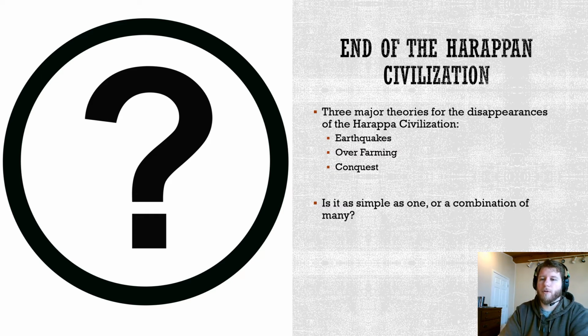We know the Harappan peoples were relatively peaceful. We found evidence of toys, but not a lot of weapons. So that leads us to believe that there wasn't much infighting. So they probably weren't prepared for any type of invasion. Now, the major theory that goes along with this, the major theory.